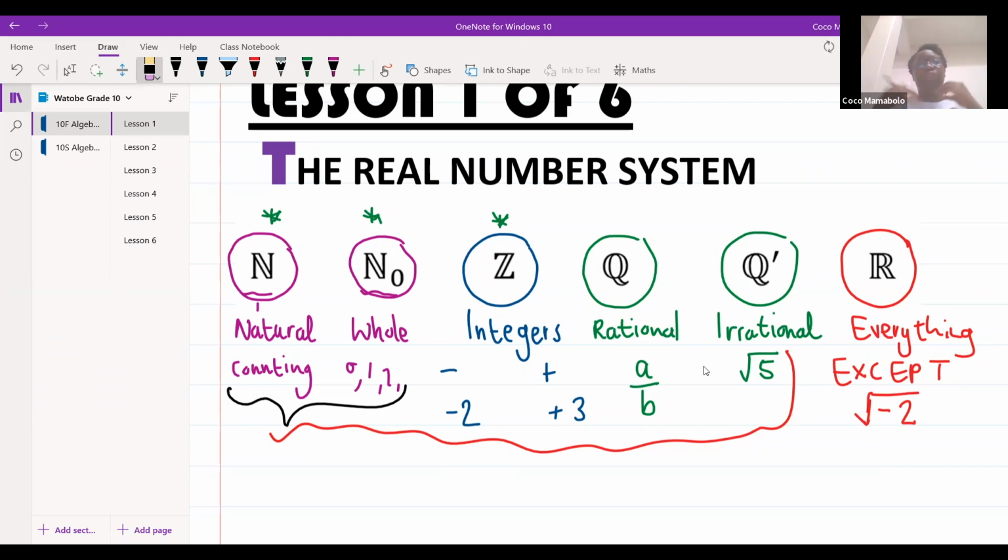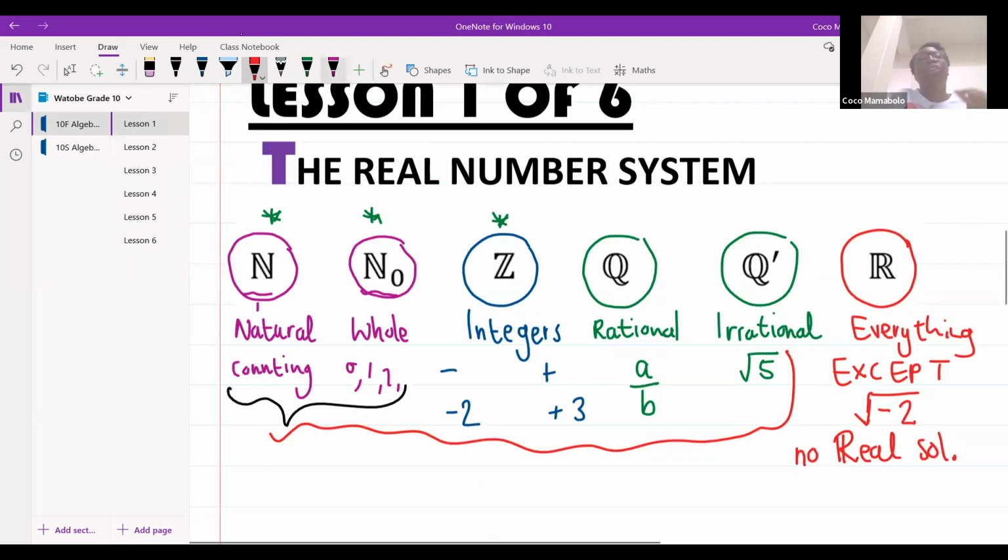Okay, so throughout your entire high school career, from now until matric, if you get to the end of an answer and underneath your square root sign you've got a negative answer, your answer 100% is that there is no real solution. That's the answer you're going to give them. It's not a real number.